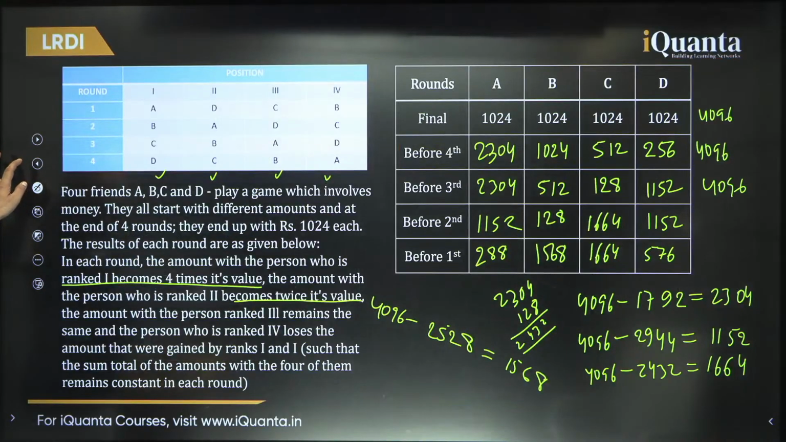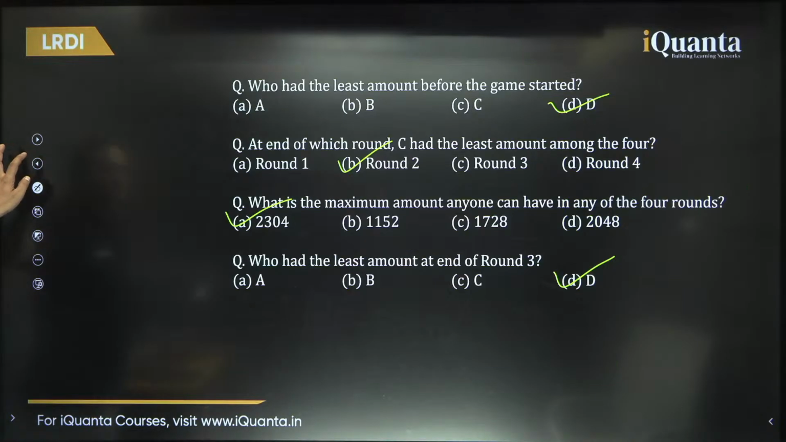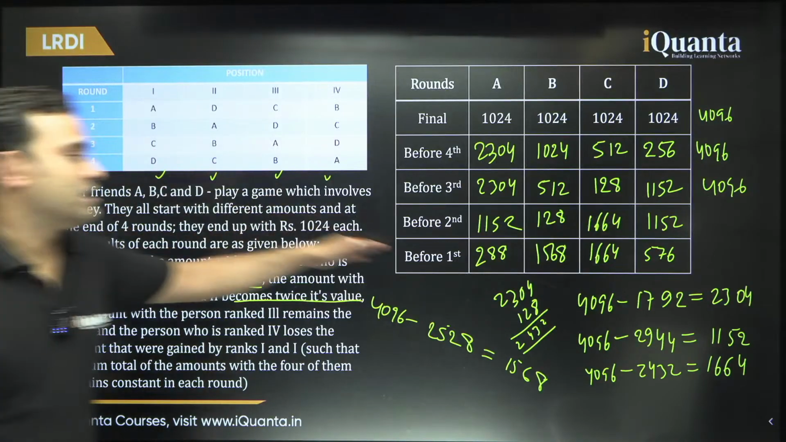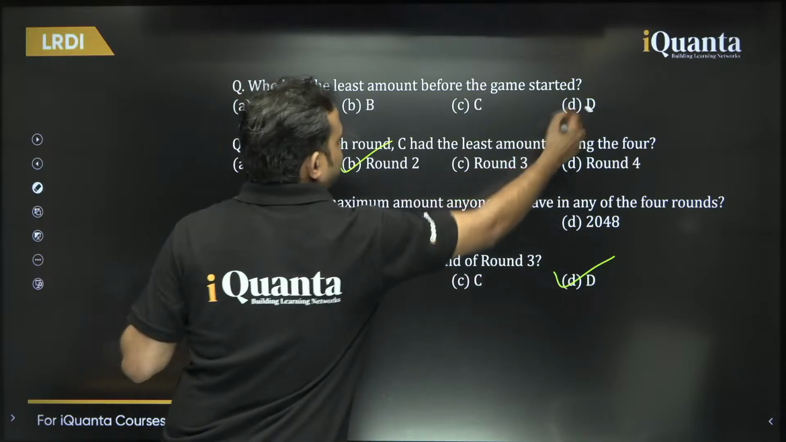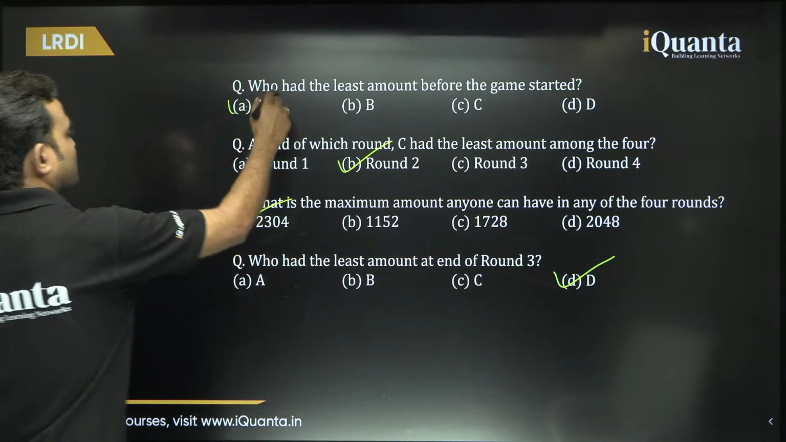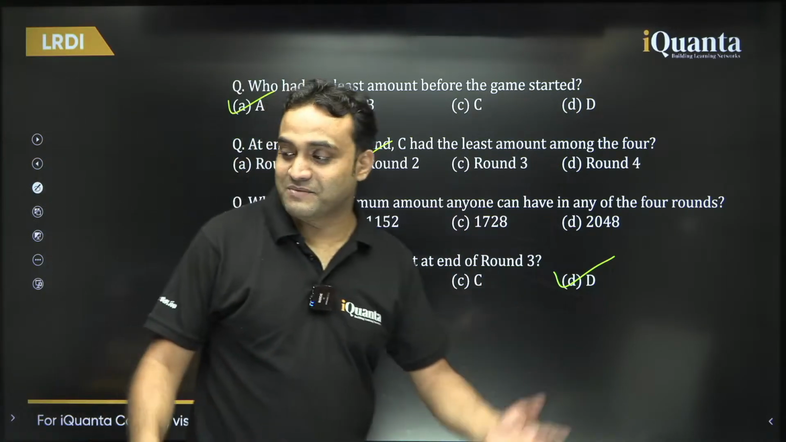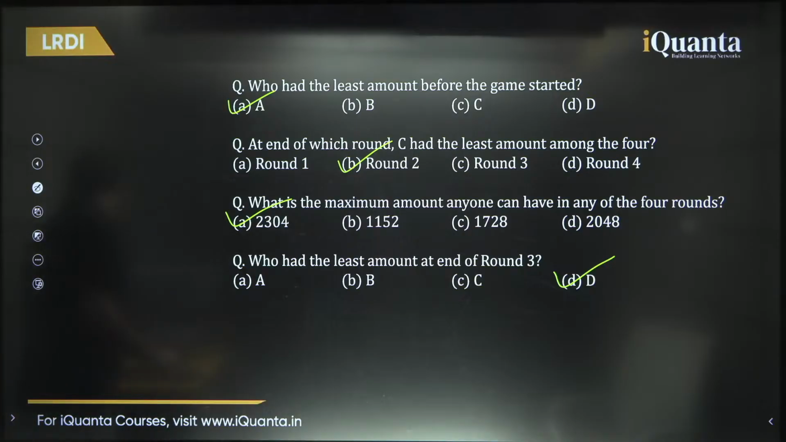A had only 2288. Okay, wait a second. Before the game started, right? Okay, yes, it will be A. Sorry, my mistake. I was looking at round 4. You guys are correct.